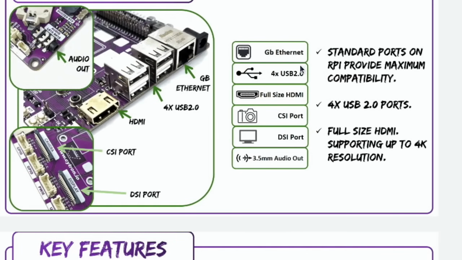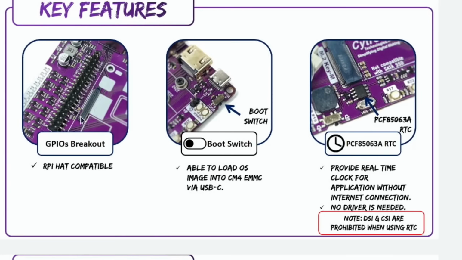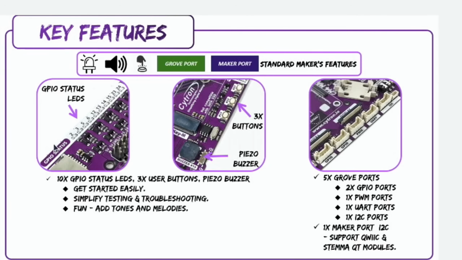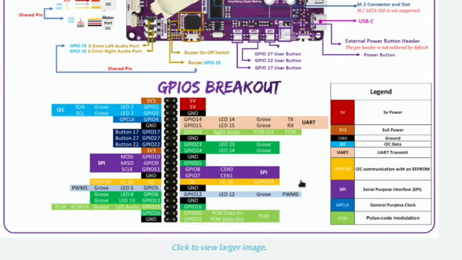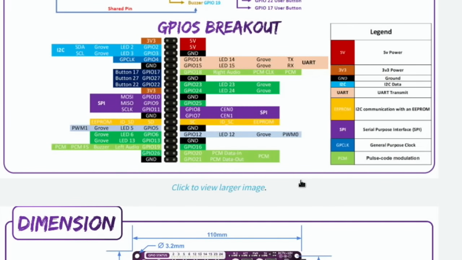Gigabit Ethernet, 4 USB 2s, full-size HDMI. So we've got a camera port and also a display output. The analog jack I've covered. The GPIO pins. The boot switch, so you can load an OS onto the eMMC drive. I don't think I'll bother putting anything on it. It's only a 16 gig drive anyway. I'm much better to use an NVMe. So you can see here, provide real-time clock for application without internet connection. No driver is needed. GPIO status LEDs. The three customizable buttons that I was using earlier on. The little inbuilt piezo buzzer, which I was calling a speaker. 5 Grove ports, and all the pinout diagram and everything is there. But it is actually labeled really well on the board itself.